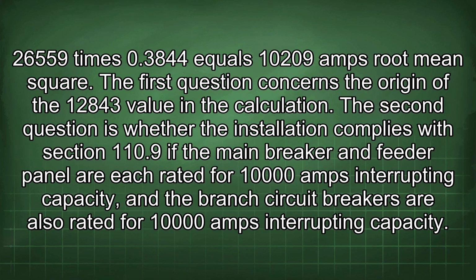The first question concerns the origin of the 12,843 value in the calculation. The second question is whether the installation complies with Section 110.9 if the main breaker and feeder panel are each rated for 10,000 amps interrupting capacity and the branch circuit breakers are also rated for 10,000 amps interrupting capacity.